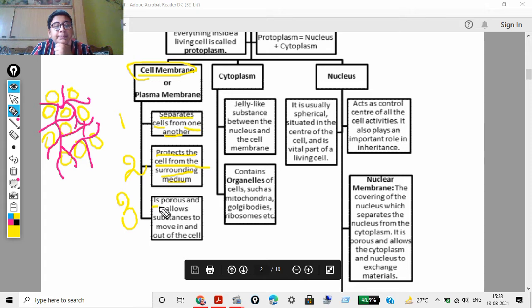It is porous and allows substances to move in and out of the cell. It is very porous, a jelly-like substance, which lets substances move in and out. See, this is a mitochondria. In, out, in, out. See, let me show you. In, out, in, out. This is the work of the membrane.